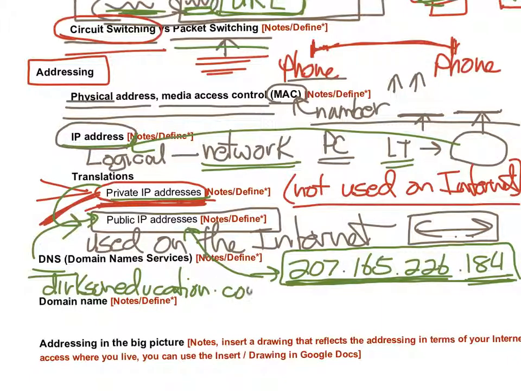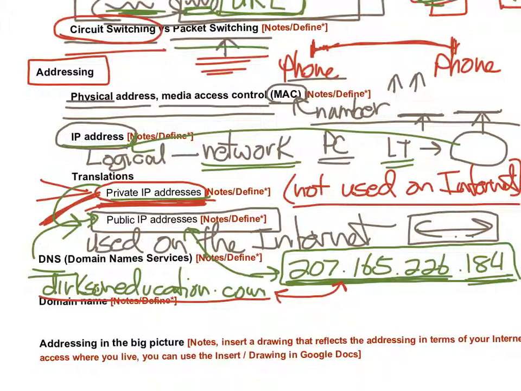DirksenEducation.com. And I got that. I bought it. That's an EN in there, DirksenEducation.com. Nobody else in the world has that. Or on the space station or on Mars or wherever. And so what I did is I pointed that at this address.